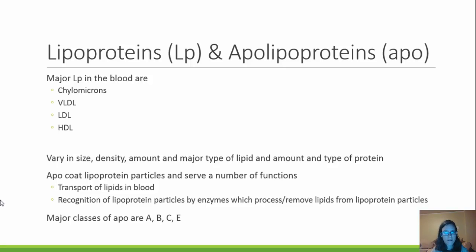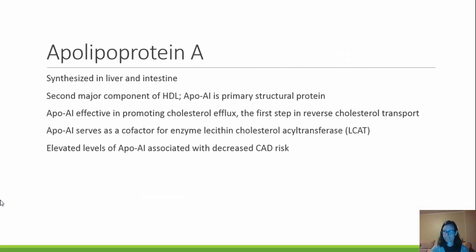So we went over some of them in the last slide, but primarily they are responsible for the transport of lipids in the blood and the recognition of lipoprotein particles by enzymes that remove lipids from the lipoproteins. So apolipoproteins coat the lipoproteins and primarily serve as recognition molecules as the lipoproteins go through the blood. So the major classes of apolipoproteins are A, B, C, and E. So let's just go through these briefly.